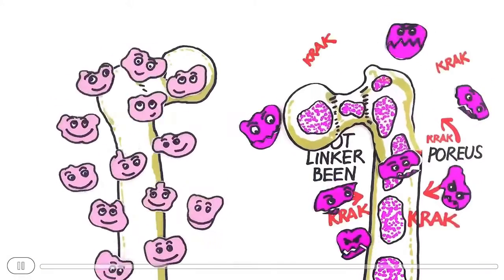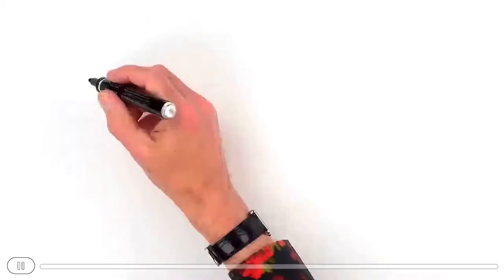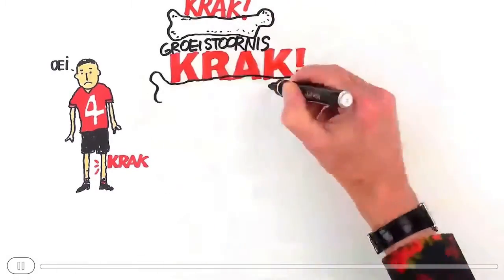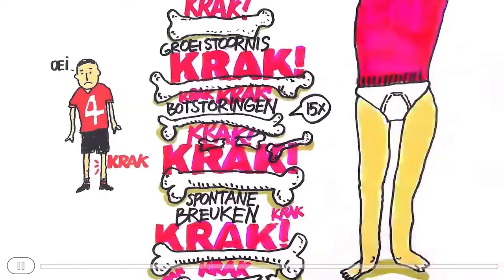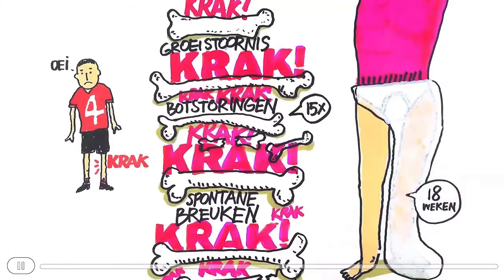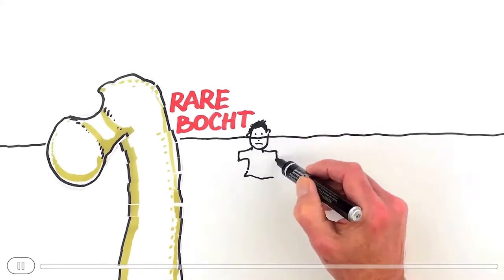It is caused by benign tumor cells eating up the bone and replacing it with a kind of chewing gum-like cells. The first time I broke my leg, I was 4. By now it has happened 15 times. The last time I was in plaster for 18 weeks, from my toes all the way up to my belly button. Because of all these fractures, my leg doesn't grow straight anymore, but in an odd curve.